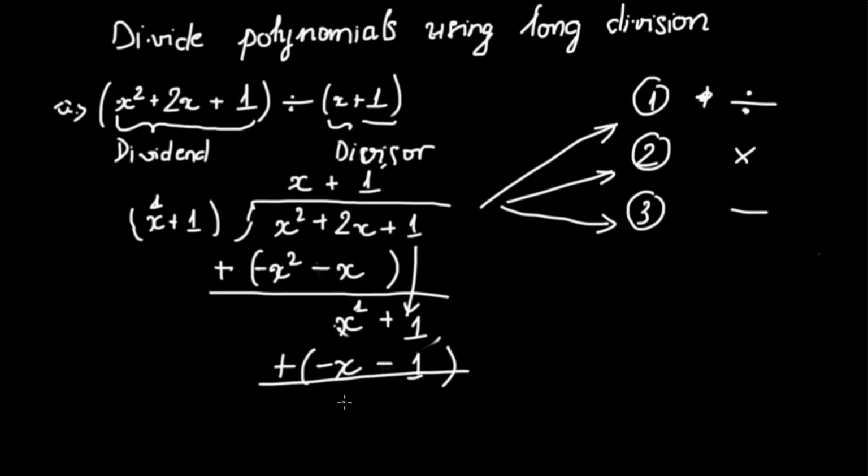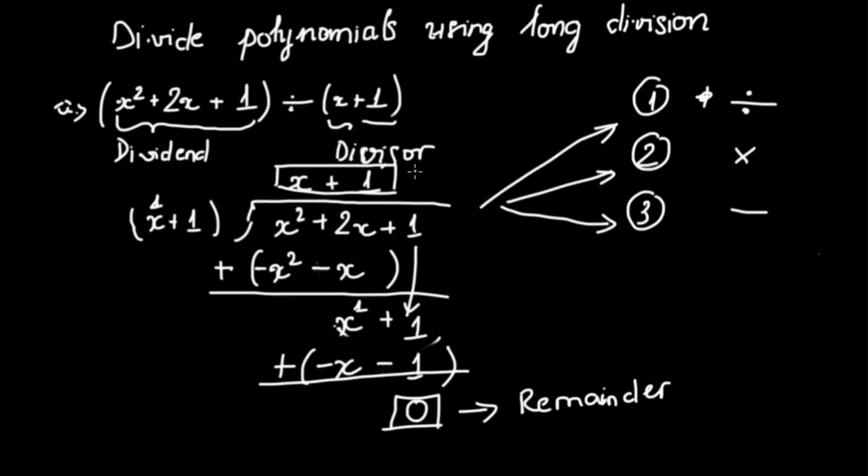Now you add them together. X minus x, you get 0. 1 minus 1, you get 0. So you write down 0 here. And in this case, the remainder is 0. This number is the remainder. And then this term is the quotient.